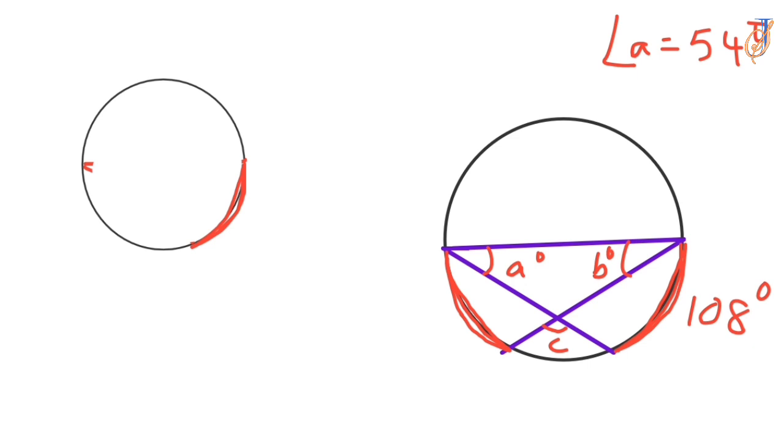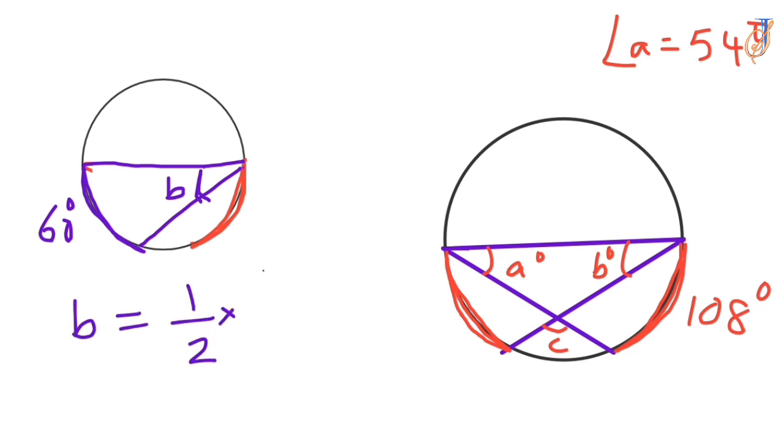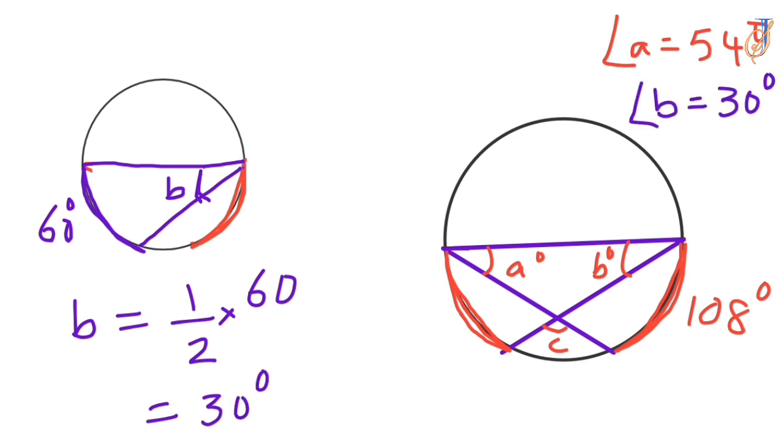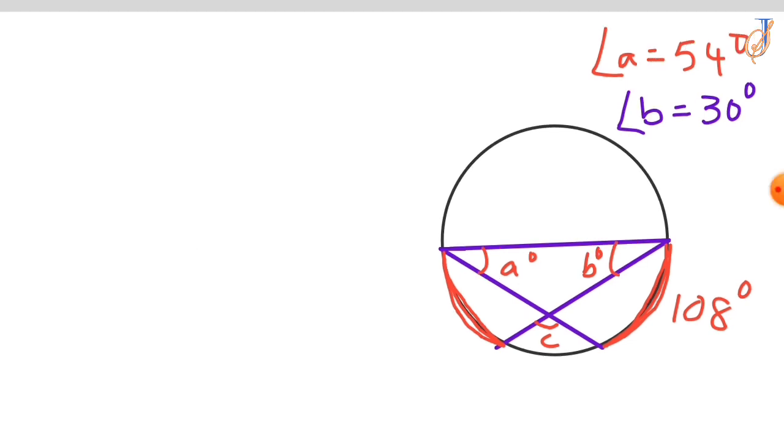Similarly, if you observe only B, this is B, right? And this is your arc, 60 degrees. According to the inscribed angle theorem, B equals half of the arc. So the angle B is 30 degrees. So using the inscribed angle theorem, we found angles A and B. Now we need to find angle C. First we will find this angle, because we know that in a triangle the sum of the angles is 180 degrees. Let's name this angle D. So angle A plus angle B plus angle D.